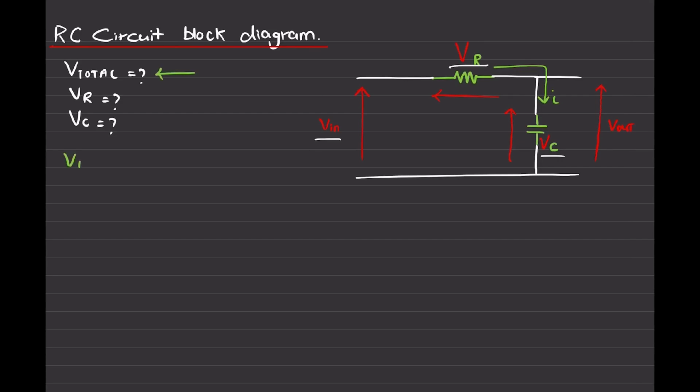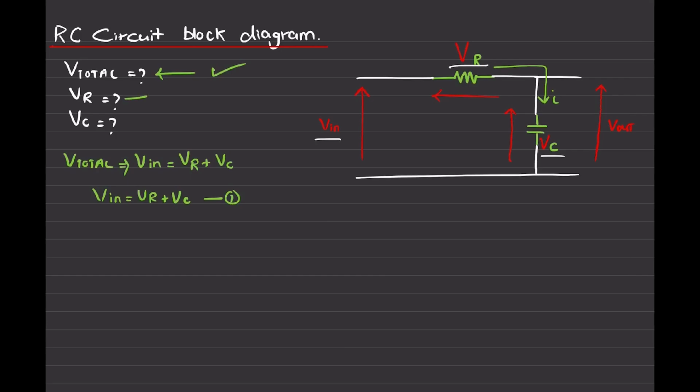As we know, V total is equal to V in, and V in is equal to the voltage drop across the resistor plus the voltage drop across the capacitor. Let's rewrite this equation and give it a name, equation number 1: V in equals VR plus VC, and this is our equation number 1. So we are done with equation number 1, which is V total.